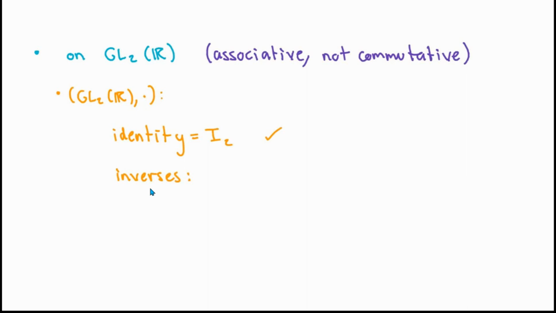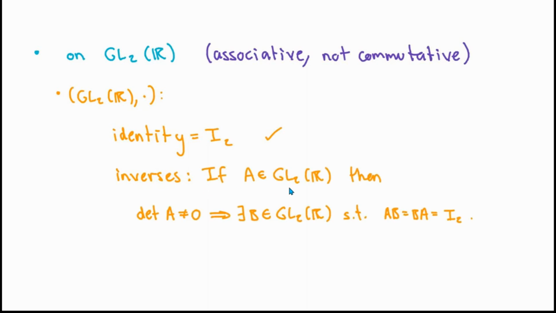So now the question is whether or not every 2 by 2 real matrix with non-zero determinant has a multiplicative inverse. You should remember from linear algebra that if you have any 2 by 2 matrix A with real coefficients and determinant not equal to 0, then there is another matrix B, also with real coefficients and determinant not equal to 0, with the property that A times B equals B times A equals the identity matrix. That matrix B is what you call in linear algebra the matrix inverse of A.